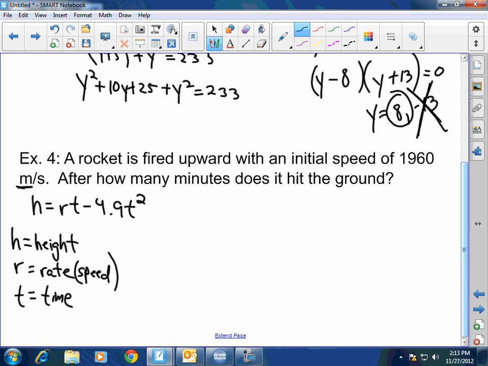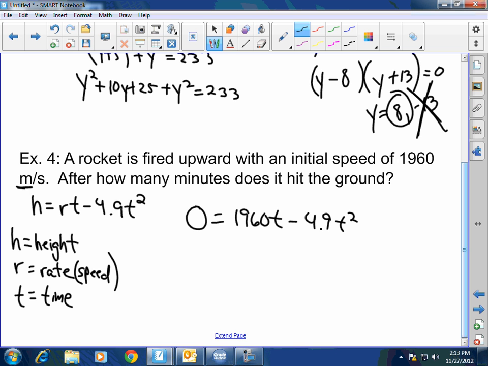Okay, you know how to read. So when does it hit the ground? First of all, what's the height of the rocket if it hits the ground? 0. Thank you. When will it be 0? R, which is the initial speed, 1,960 t, right, minus 4.9 t squared. That's it. You're done.